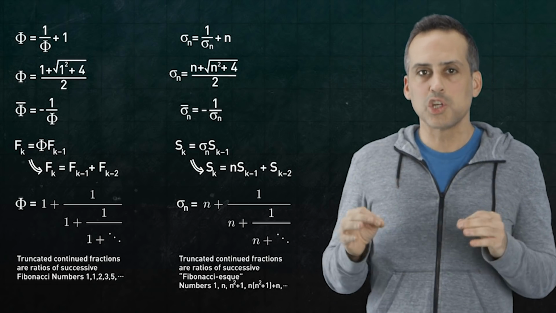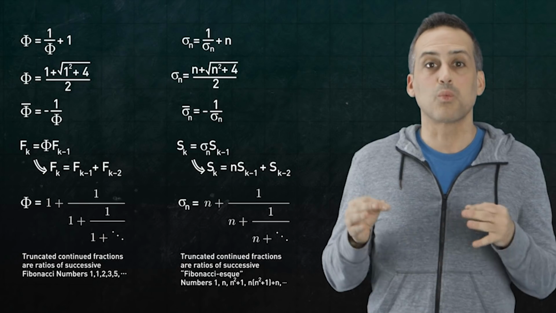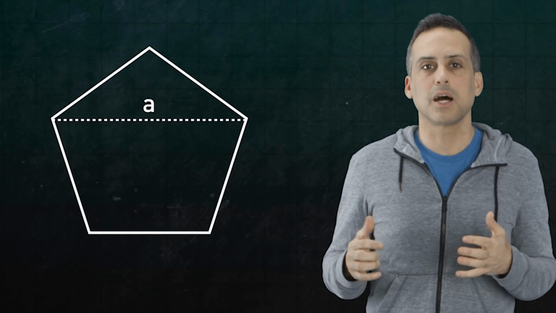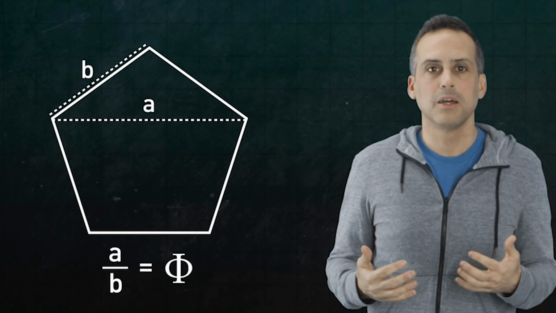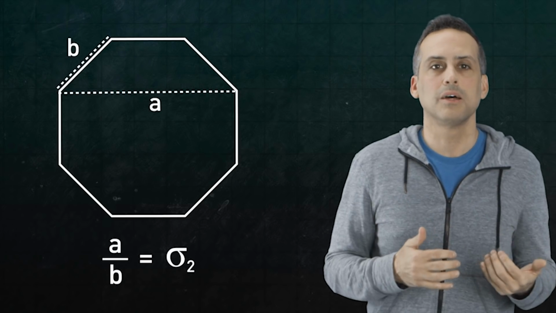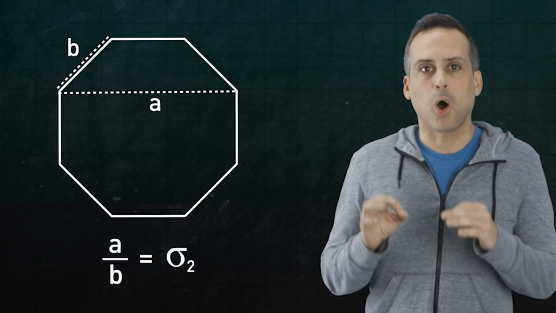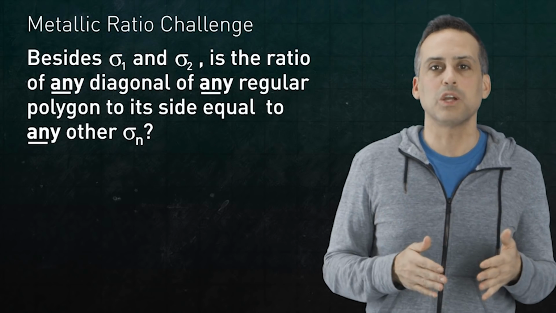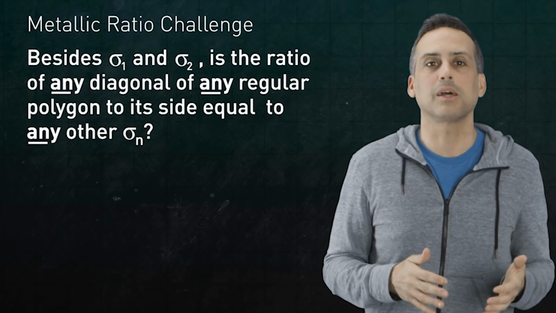So the golden ratio is known to feature prominently in the regular pentagon. Specifically, the ratio of the diagonal of a pentagon to its side is phi. Now the silver ratio, sigma 2, makes a similar cameo appearance in the regular octagon. It's the ratio of the octagon's second diagonal to its side. But what about beyond that? Are any of the sigma n's equal to any diagonal to side ratio in any regular polygon?